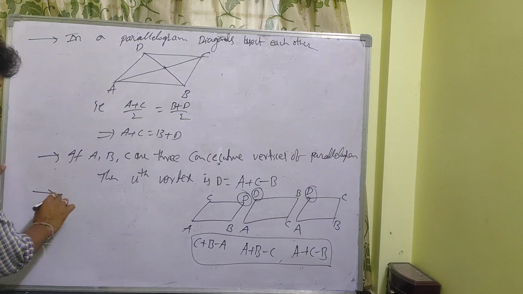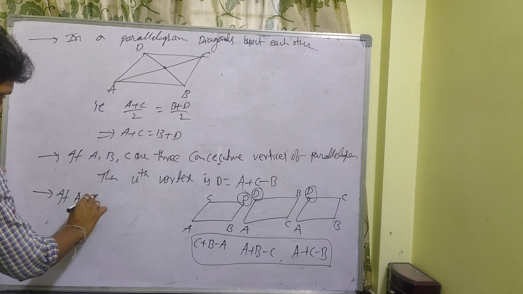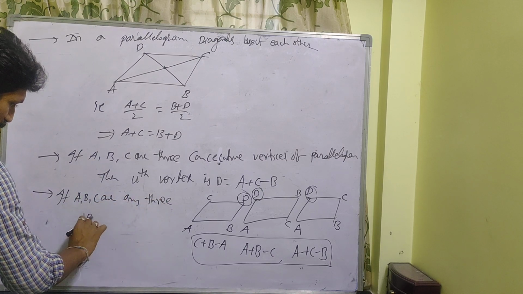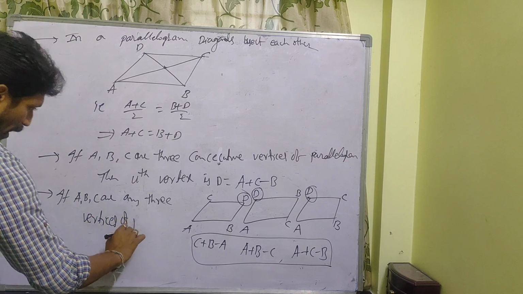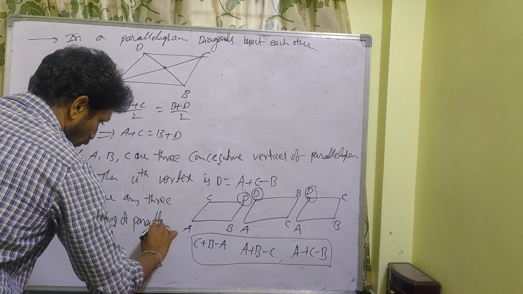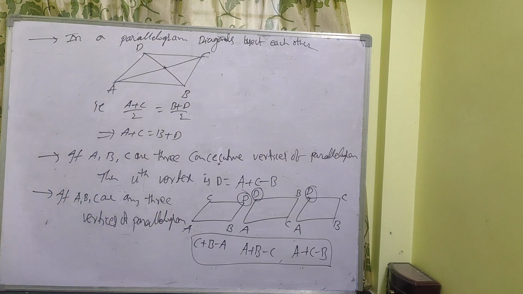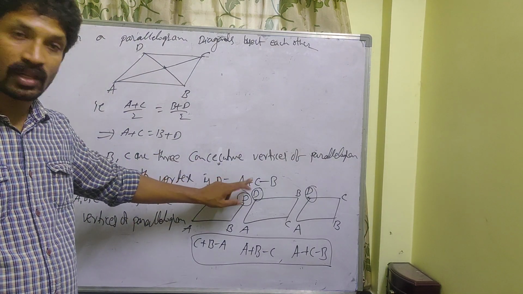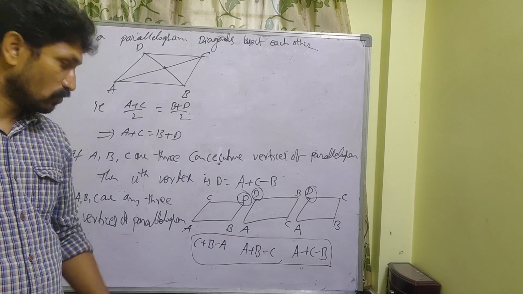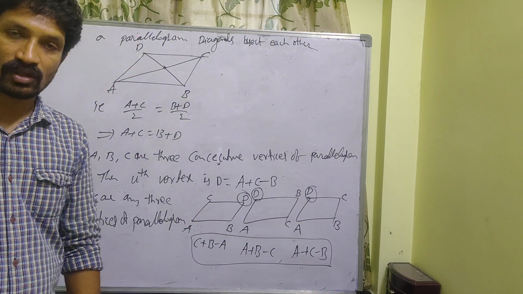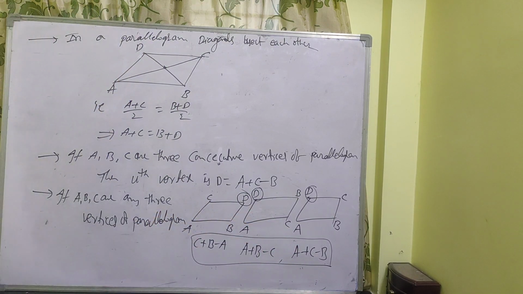That is, when A, B, C are any 3 vertices of a parallelogram. Just remember, consecutive means only one possibility. Any 3 vertices means 3 possibilities: B plus C minus A, A plus B minus C, C plus A minus B. So there are no more chances. Okay. So next concept.